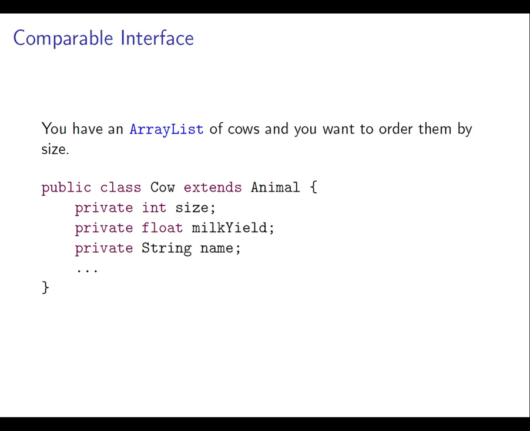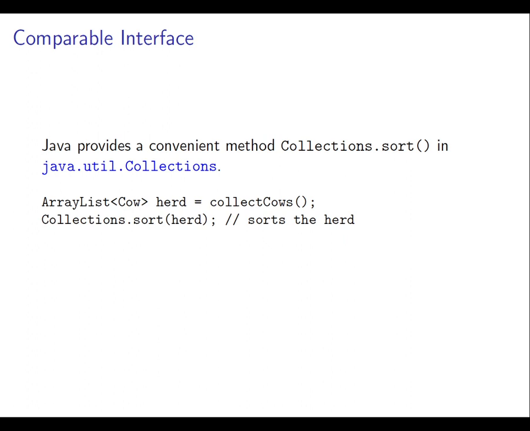Now we're going to talk about something slightly different. We're going to talk about the comparable interface. So let's motivate this by, again, a slightly artificial example. Suppose we have an array list of cows, of objects of class cow, and we would like to be able to order them by size. So suppose our cow class extends the animal class that you've seen before by these three private attributes: size, milk yield, and name. Now you want to sort them by size.